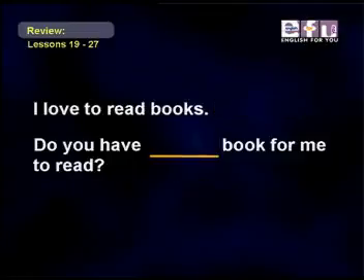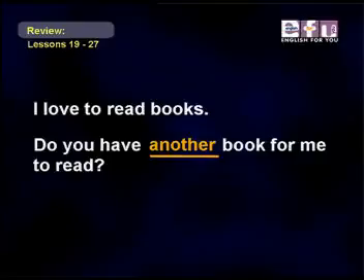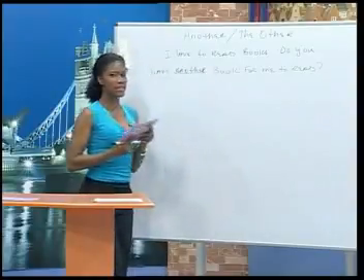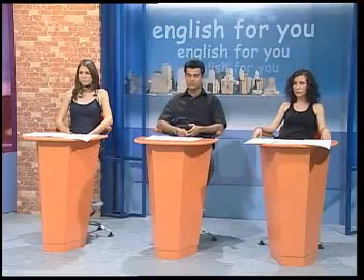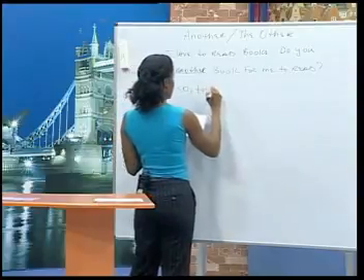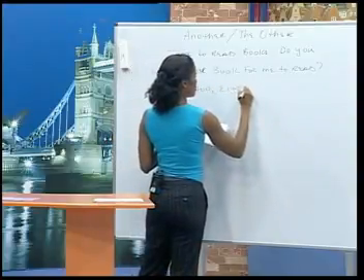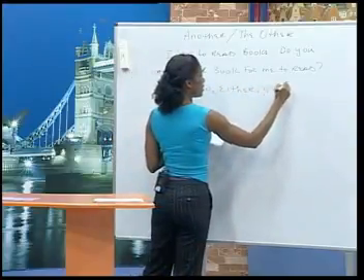I love to read books. Do you have another book for me to read? Sylvia. Do you have another book for me to read? Okay. Do you have another book for me to read? Good. Now, let's practice with so, too, either, or neither.